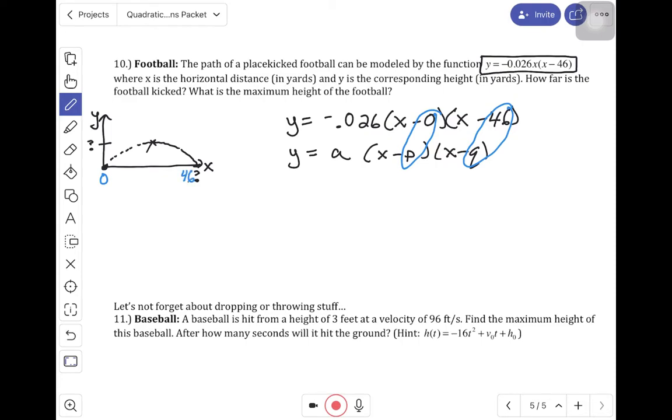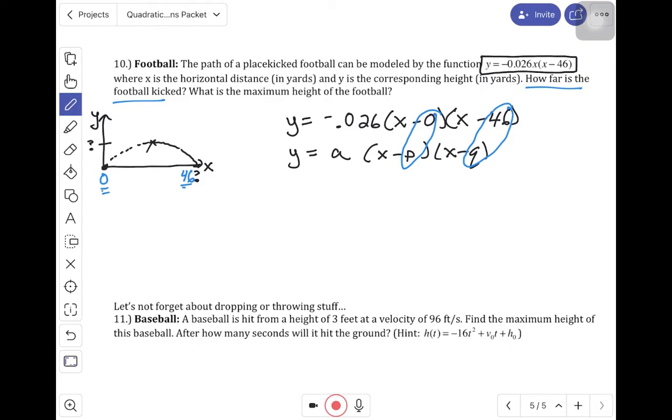So that first question is answered. How far is the football kicked? Well, if it started at 0 feet and stopped at 46 feet, the distance it traveled across was 46 feet. So there's not even a ton of work to show for that because I just used my intercepts. The distance between 46 and 0 is just 46 feet. So that answers that question there.